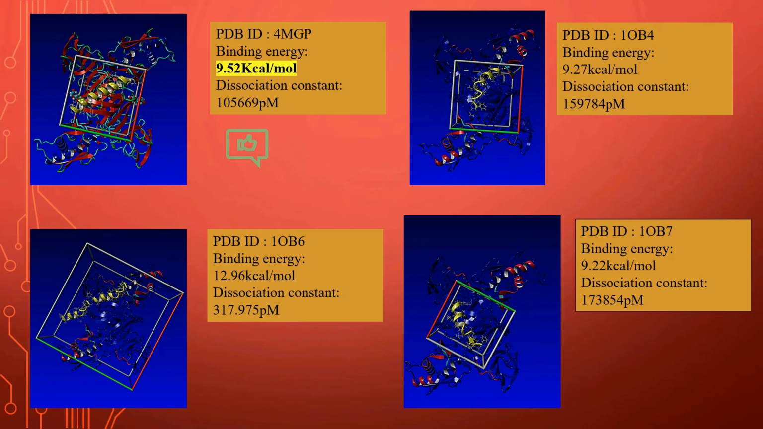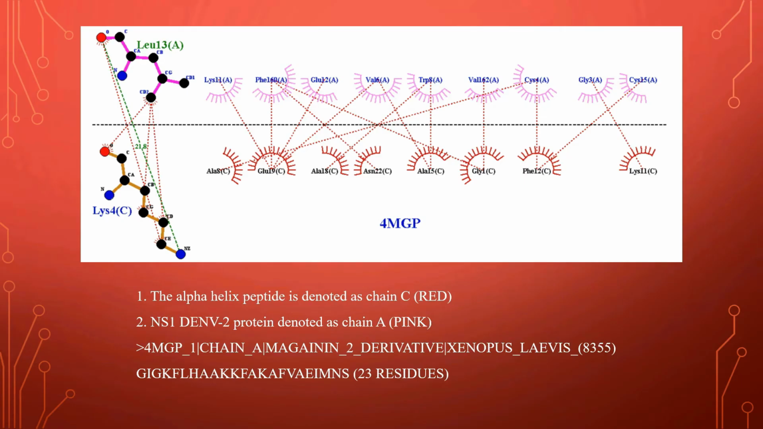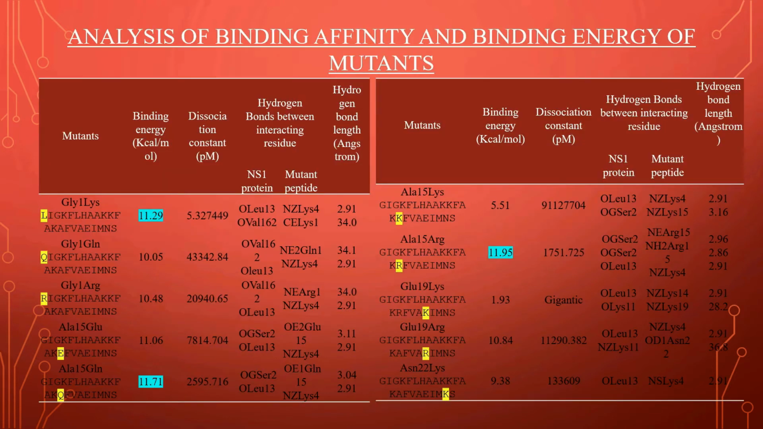This peptide was then brought into the following step of site-directed saturation mutagenesis. Prior to mutagenesis, the interacting residues between the selected alpha helix peptide and the NS1 protein were studied. The green line indicates the hydrogen bonding, and the red lines are the hydrophobic bonds. And the molecules that you can see, the pink represents the NS1 DENV protein, whereas the red ones are the alpha helix peptide residues. The result that was obtained upon performing the mutagenesis was 10 mutants.